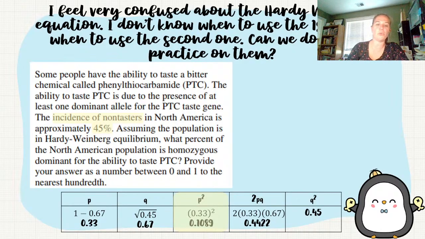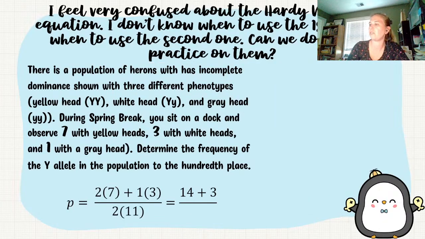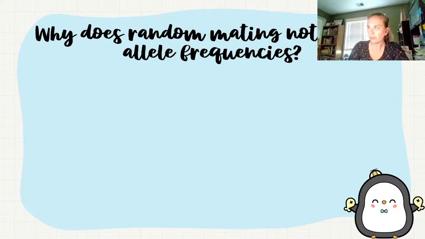And in that case, you would then say 1 minus 45%, and you would find that q squared is actually 0.55. So you have to use the information from the prompt in order to figure that out. Okay, so that gets us through that.